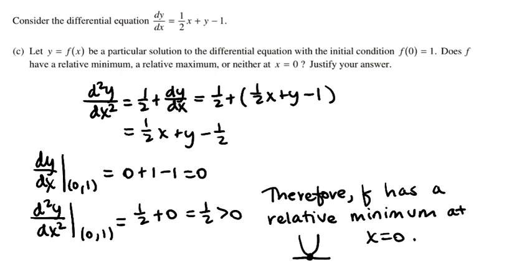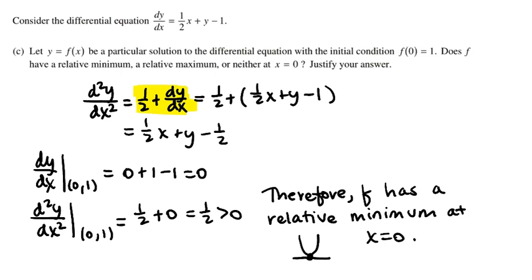So I plugged 0, 1 into the derivative, and I got 0. It's okay, that's a good sign. It could maybe be a maximum or a minimum. And then I plug 0, 1 into the second derivative. Now, when I'm just looking for the value of the second derivative, I'm going to use this version of the second derivative, 1/2 plus dy dx. I already did the work of calculating dy dx. Okay, so I'm going to say 1/2 plus 0 is 1/2. That's positive.